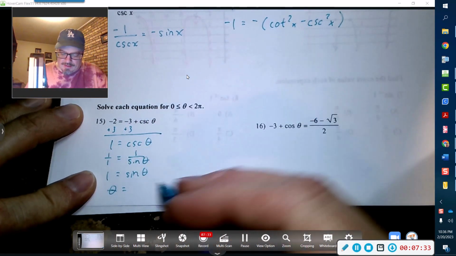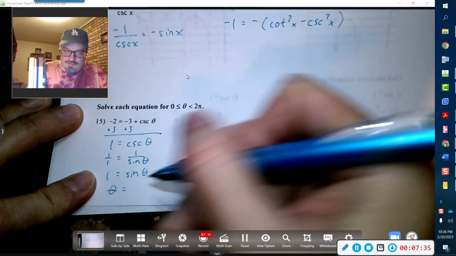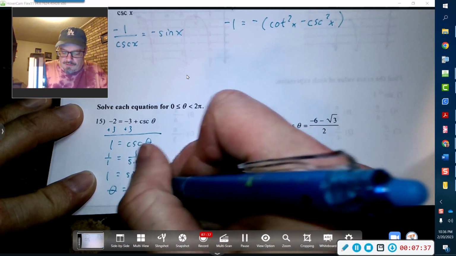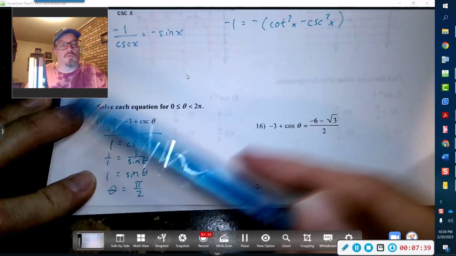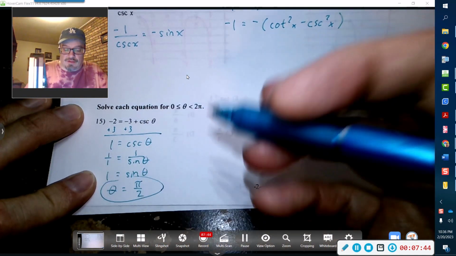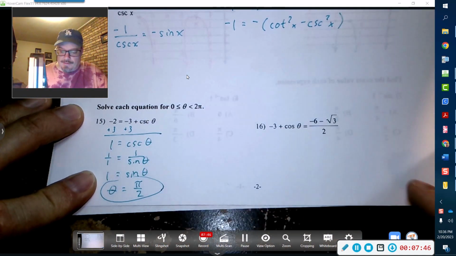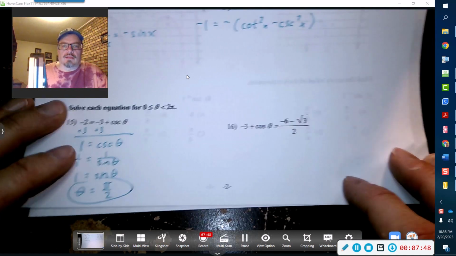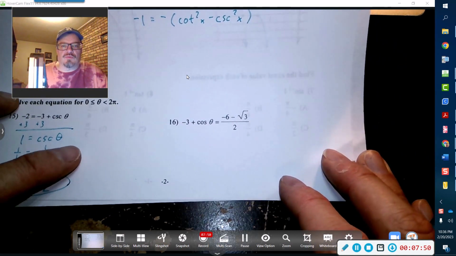Alright, anyways, where does it equal 1? It's the very top. That's pi over 2. Is there anywhere else? Nope, that's the only spot. So that's our only answer from 0 to 2 pi.